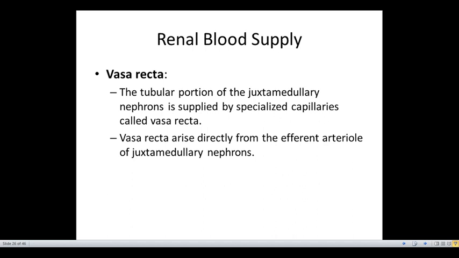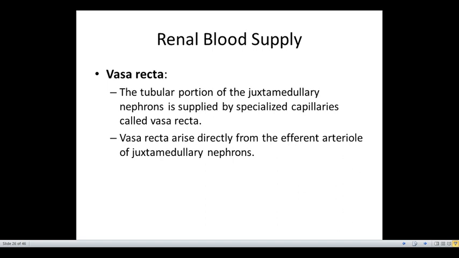Another important structure of the renal blood supply is the vasa recta. The tubular portion of the juxtamedullary nephrons is supplied by specialized capillaries called vasa recta. Juxtamedullary nephrons are one of the major types of the nephrons, which we will study a little while later, and they are supplied by specialized capillaries other than the peritubular capillaries known as the vasa recta.